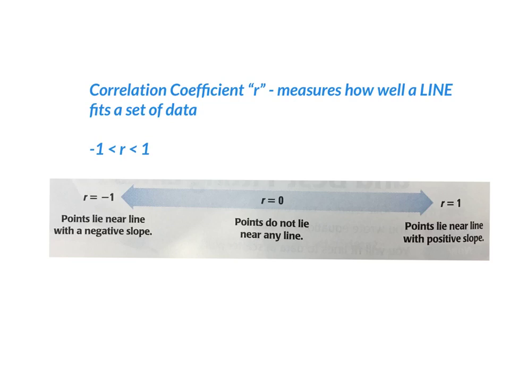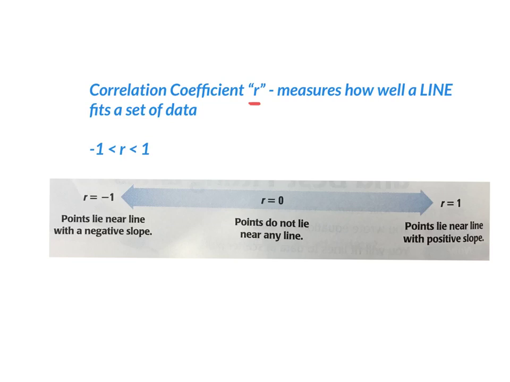Okay, one big thing today is called the correlation coefficient, and we're going to call it R. R stands for correlation coefficient. What it does, the R tells you how well a line fits. How good of a line is it? How close is the data to a line?